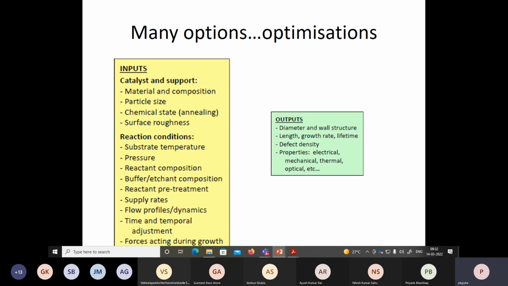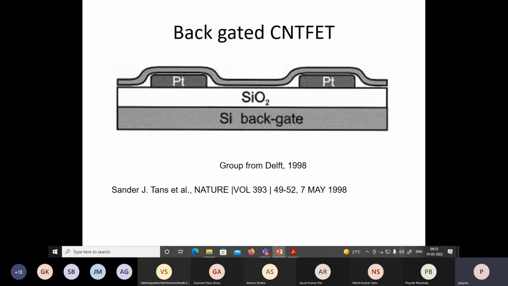So depending on the requirement. But if you want to go for electronic devices, your carbon nanotube has to be purer, okay. So depending on your requirement, you make carbon nanotube. Overall it is a high temperature process, okay.